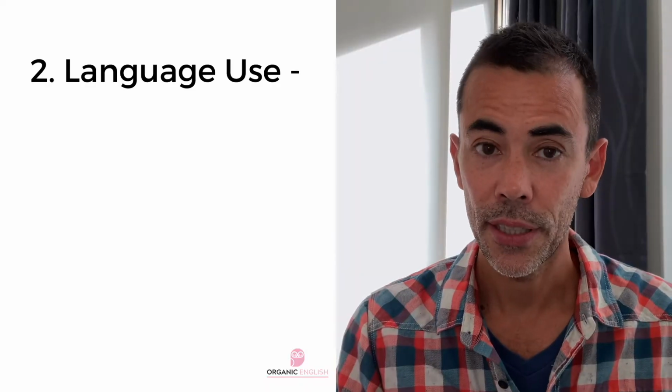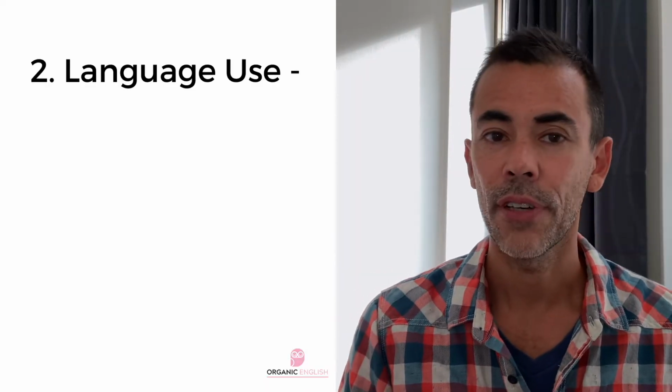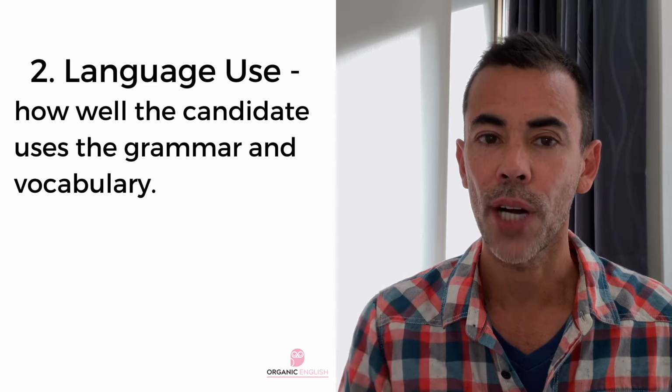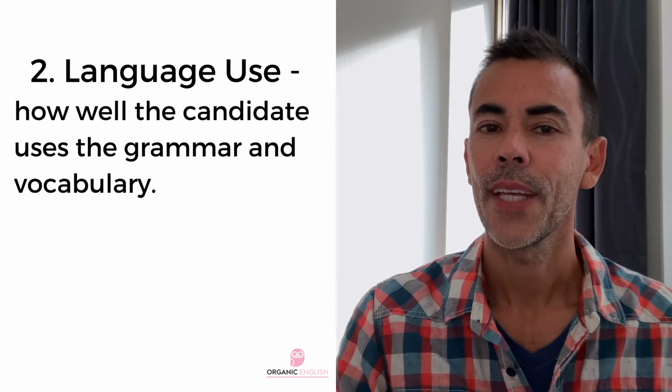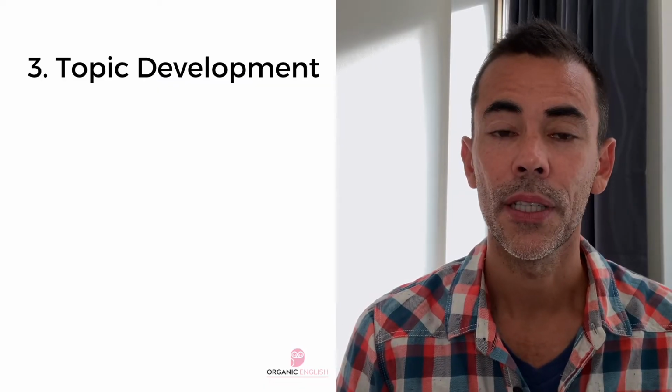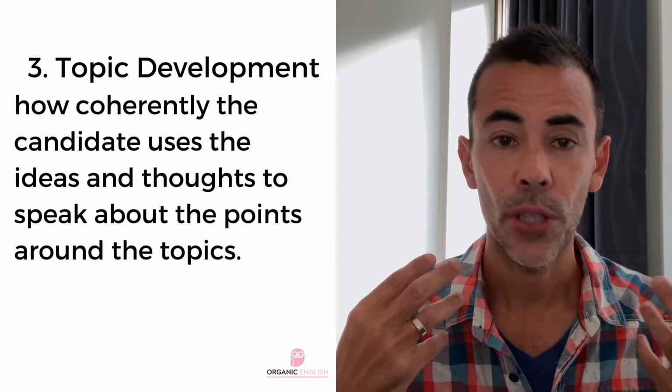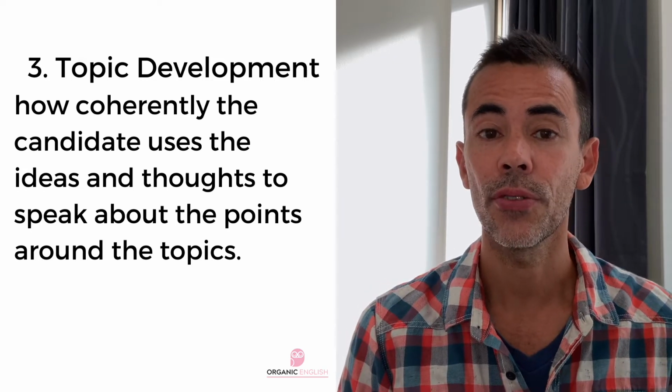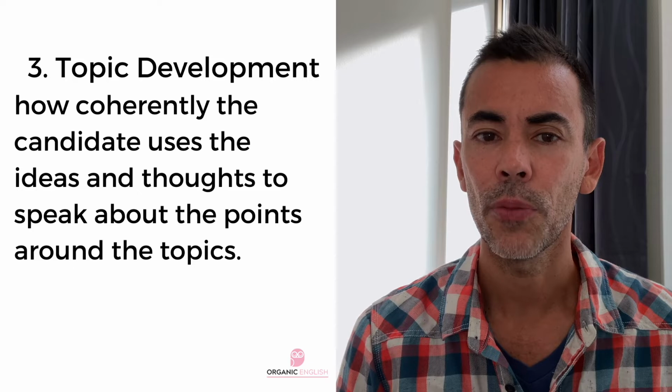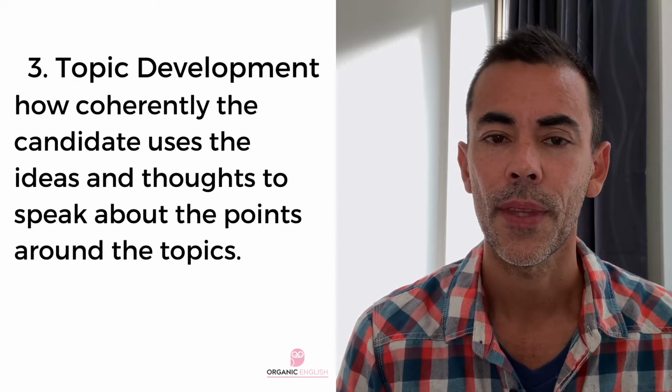The second feature is language use. Now, this is defined as how well the candidate uses grammar and vocabulary. Now, this means that the raters will be judging you on how well you use basic and complex grammar and sentence structures, and they'll be looking at whether your word choice is effective and appropriate. Third feature, topic development. Now, this is defined as how coherently the candidate uses the ideas and thoughts to speak about the points around the topics.